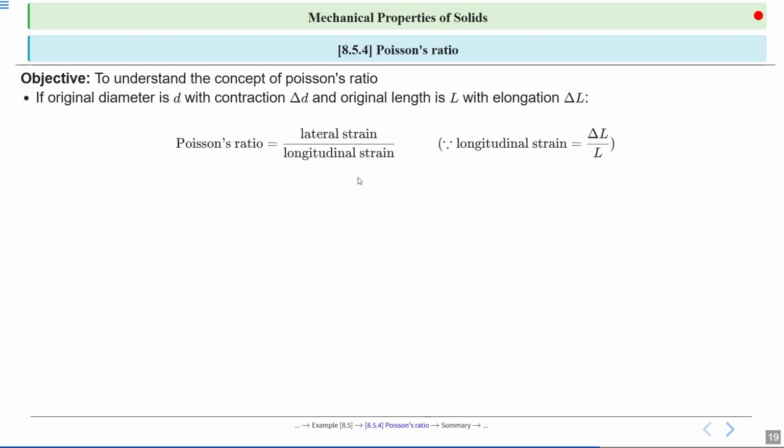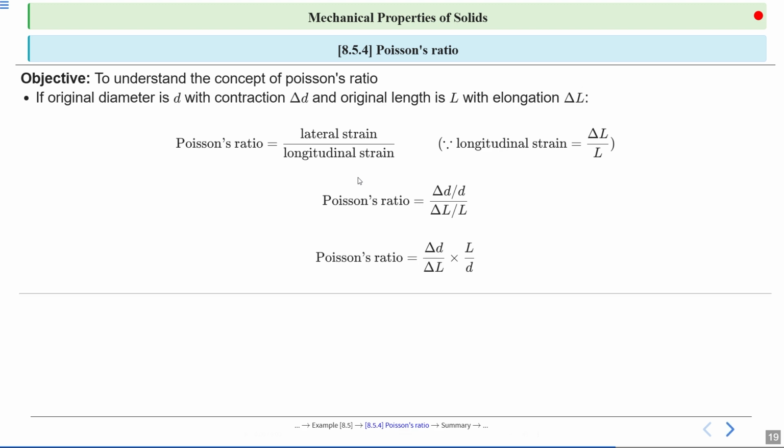Poisson's ratio is equal to lateral strain divided by longitudinal strain, and longitudinal strain is delta L by L. So Poisson's ratio is delta D divided by D, divided by delta L by L. Rearranging, you will get delta D divided by delta L into L by D. This form is useful if you know the absolute changes in the diameter and the length.